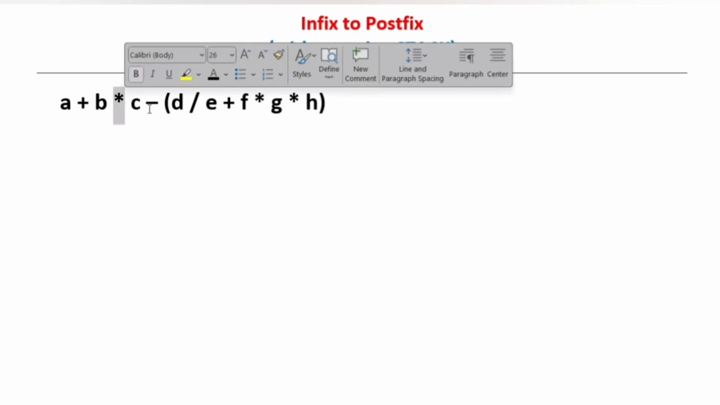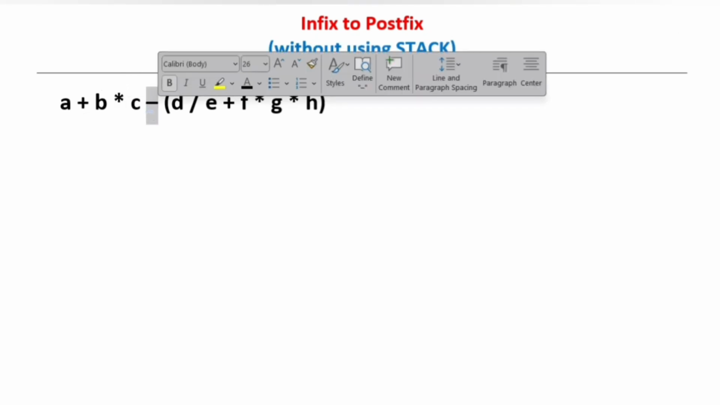Now what operators can you see here? First look at the operators, not the operands. Here we will not scan from first to last one by one. Instead we see, based on priority, which operator will execute first. Here you can see a lot of operators like plus, multiply, minus, the division operator, plus, so many operators, also including the bracket.